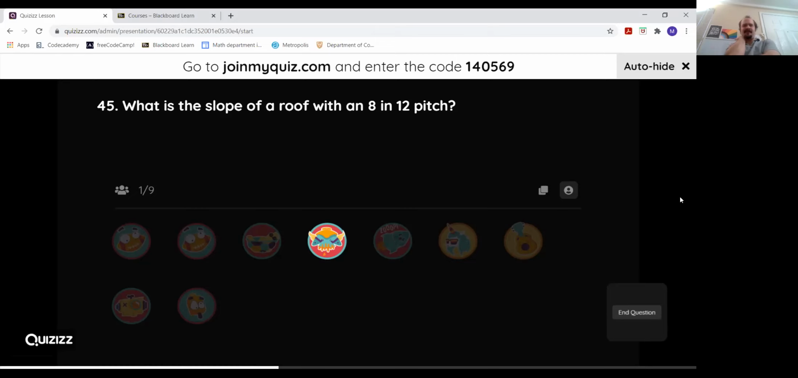So they give us a few different ways to talk about the same thing. There's slope, pitch, and grade, I believe. And pitch would be 8 and 12. That means it goes up 8 for every 12 that it goes over. So what is the slope?